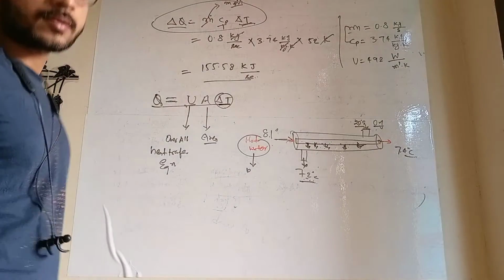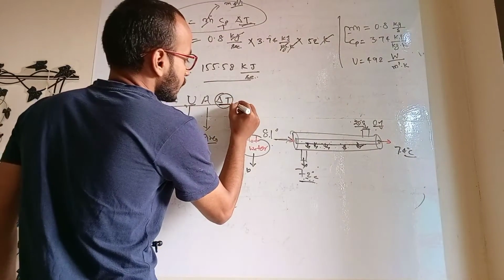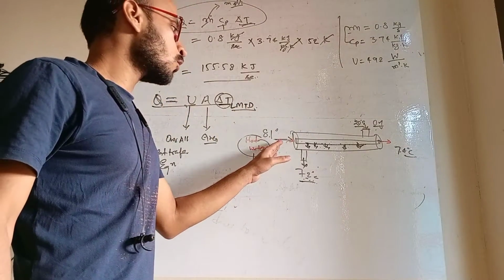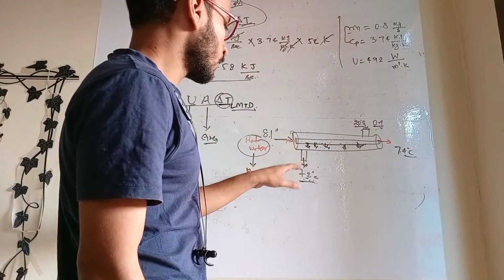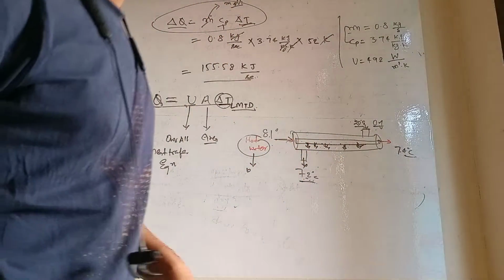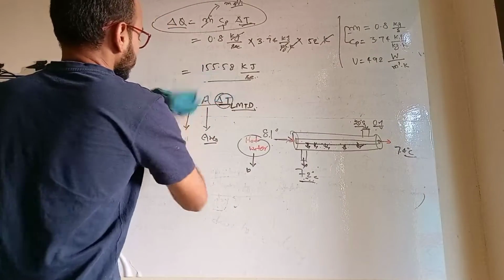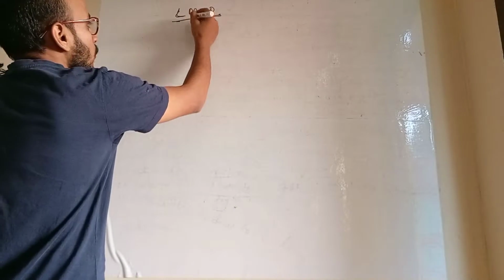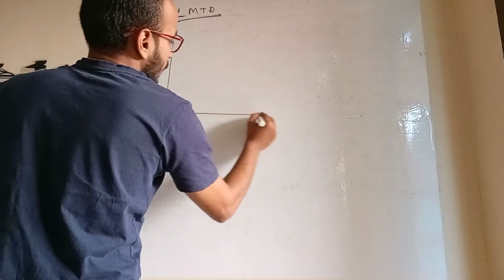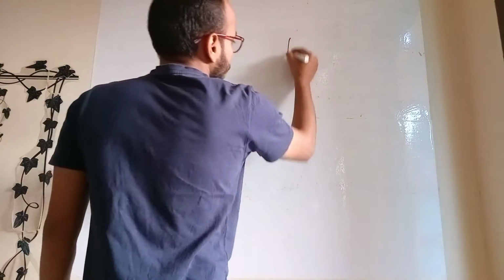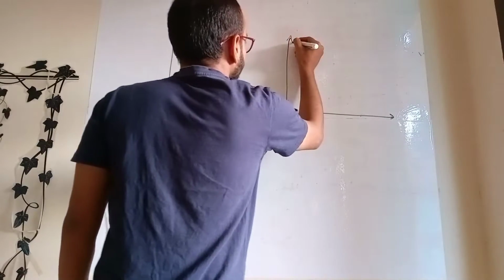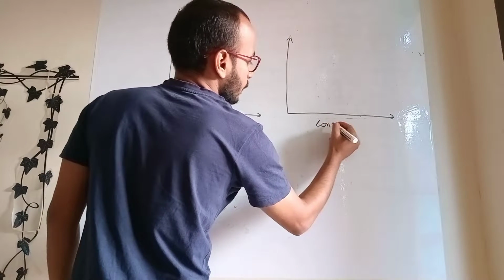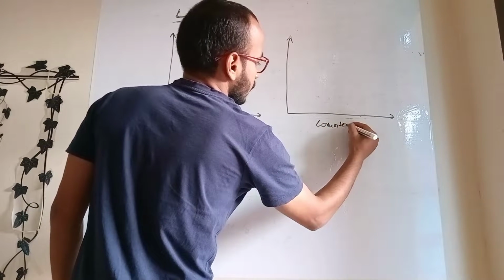For that, one concept came, which is LMTD, to calculate the approximate temperature difference between hot and cold fluid. So how will we calculate the LMTD? Let's see. LMTD means log mean temperature difference. There are two cases for LMTD: one is co-current, and the other is counter current.